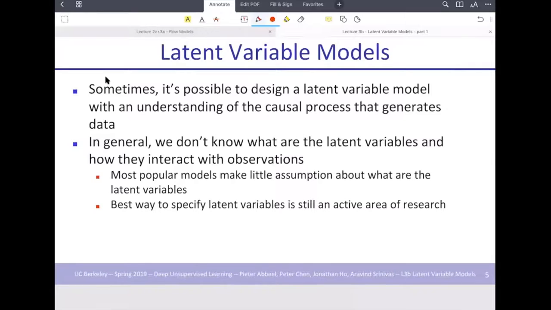So sometimes it's possible to design a latent variable model with an understanding of the causal process that generates the data. However, we don't know what the latent variables are and how they interact with observations. So for example, in images, there may be objects in different places, but sometimes it's not explicitly shown like this, so we cannot really pre-specify the statistical patterns of the objects in the image. So most latent variable models don't assume what the latent variables are, and the way to specify these latent variables is still open research.